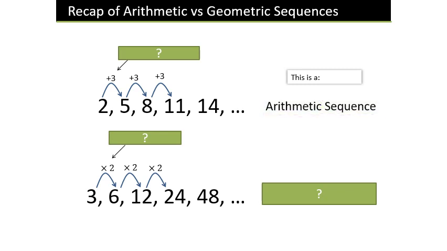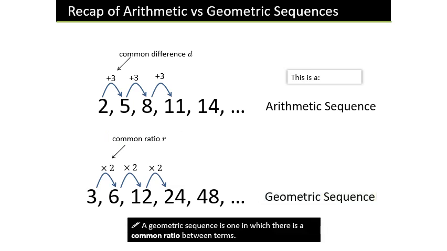An arithmetic sequence has a common difference d, we're adding on the same amount each time. A geometric sequence is one where it's got a common ratio and we multiply by the same amount each time. So this note at the bottom here is probably useful to get written down. A geometric sequence is one in which there is a common ratio between terms.